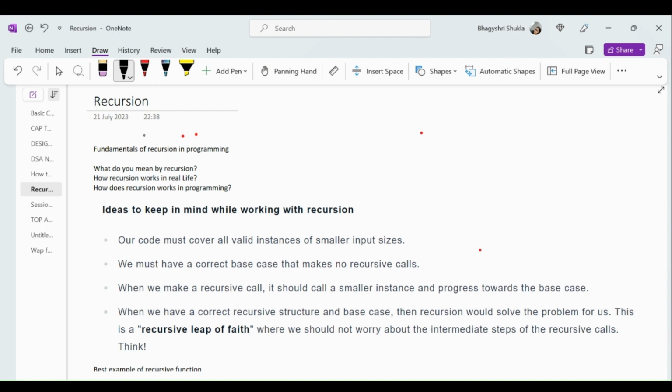In programming terms, recursion is a function calling itself until a base condition is true to produce the correct output. In other words, to solve a problem, we solve a smaller instance of the same problem and then use the solution to that smaller instance to solve the original problem.